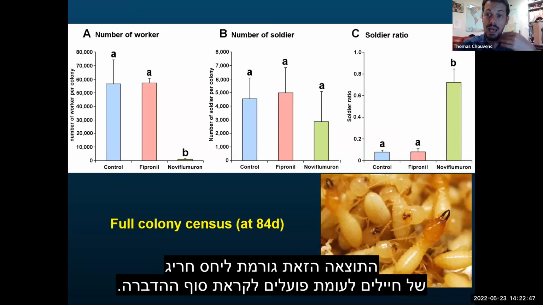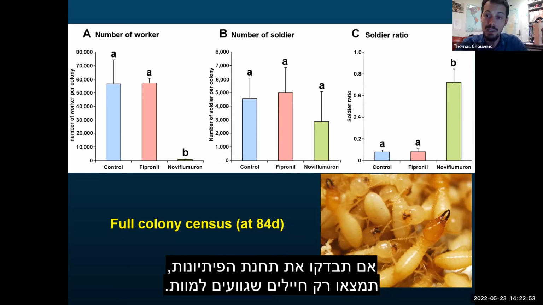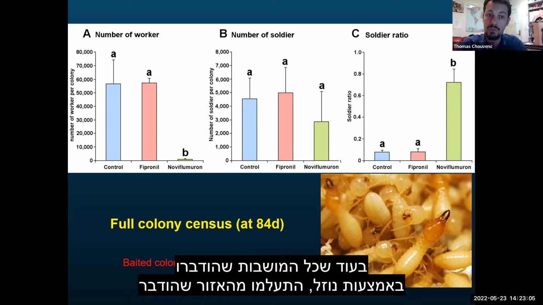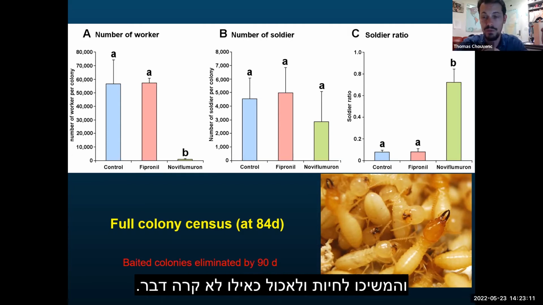This results in an aberrant soldier ratio toward the end of a treatment. As you check the bait station, all you're going to find is soldiers that are in the process of starving to death. So at 90 days, all colonies that were treated with the bait were eliminated, while all the colonies treated with the liquid termiticide ignore the area that was treated and continue to feed on the other side like nothing happened.